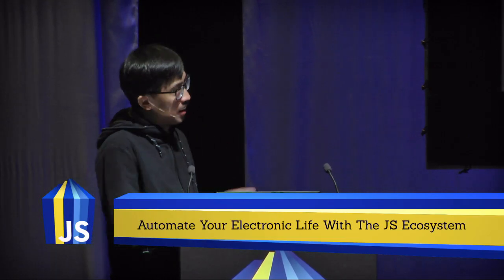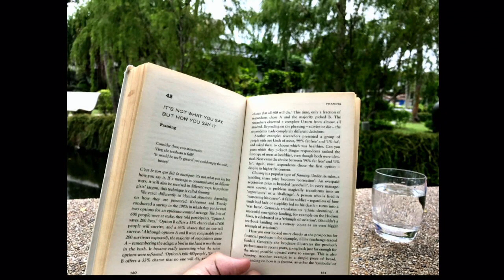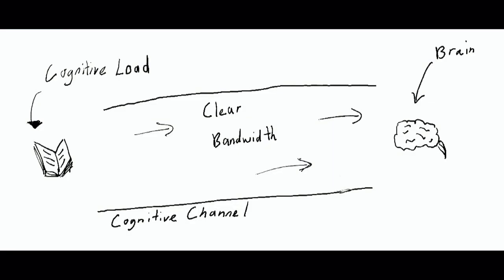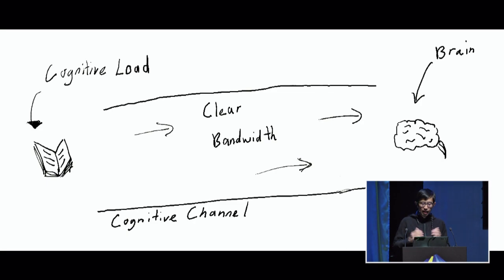Hi everyone. So this is me in a garden on a weekend, reading a book. Right, so very chill. And here's the cognitive channel between the book and my brain. As you can see, there's a clear bandwidth, and this is where the bandwidth between the cognitive load and the brain is at its highest.